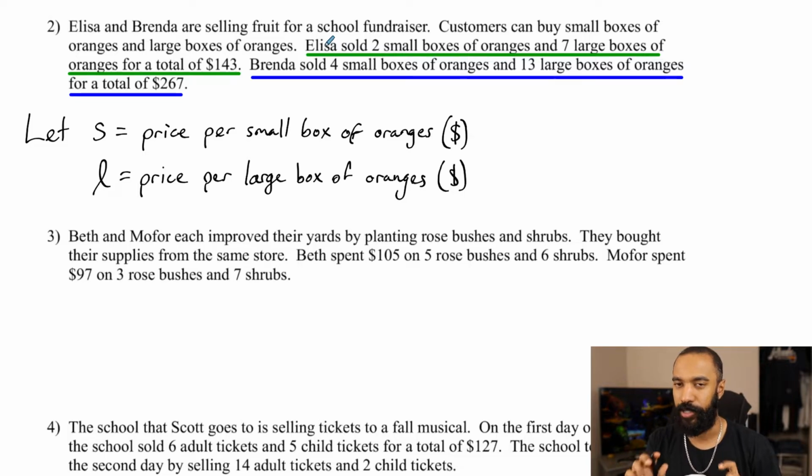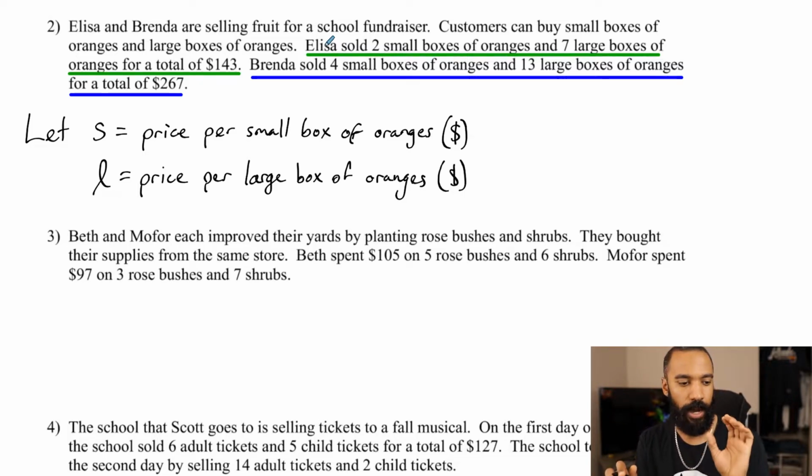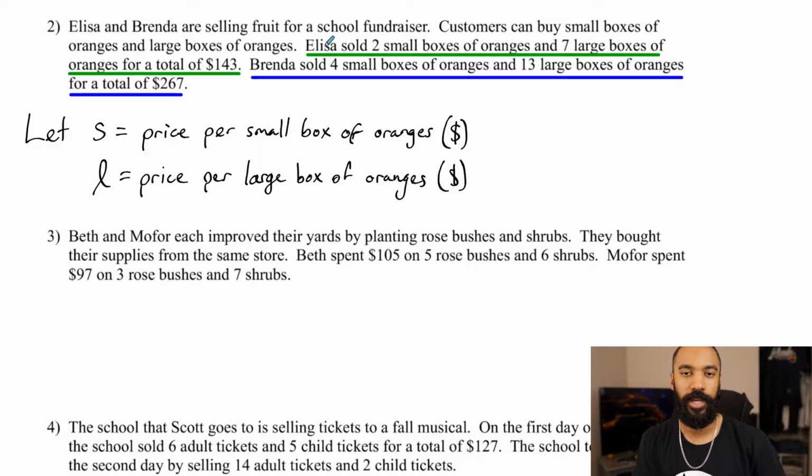One equation can represent Elisa's sales, that when I combine all the money that Elisa made by selling the small boxes with all the money that Elisa made for selling the large boxes, combined she made $143. It looks like I have an equation I can make given Elisa's information and the variables that I'm using. So I'm going to have an equation that has to do with Elisa's sales.